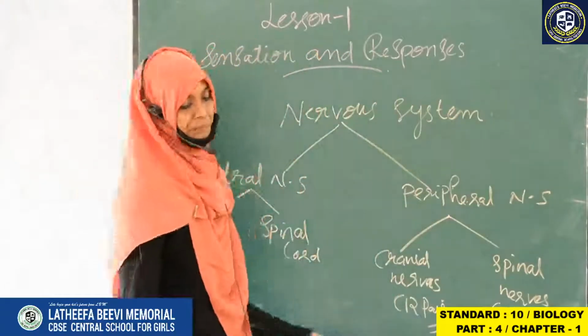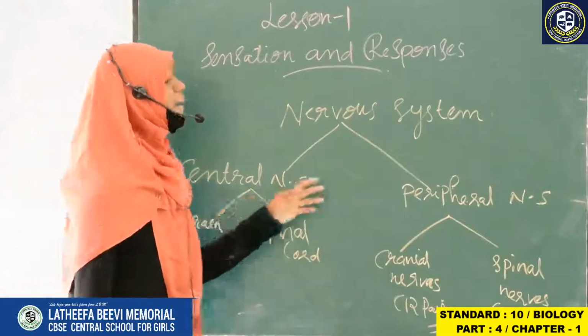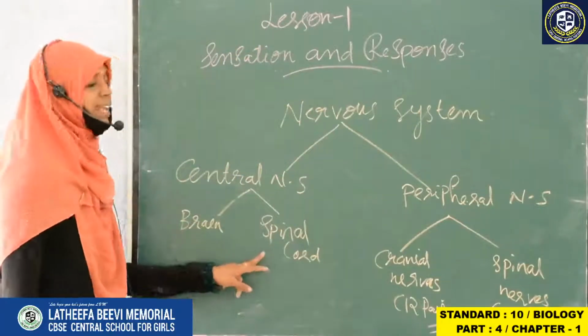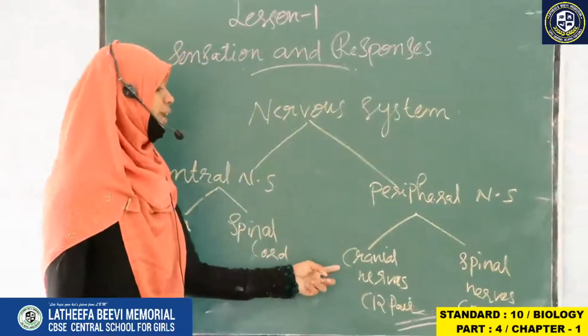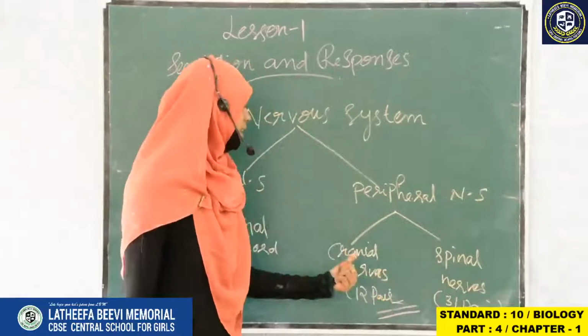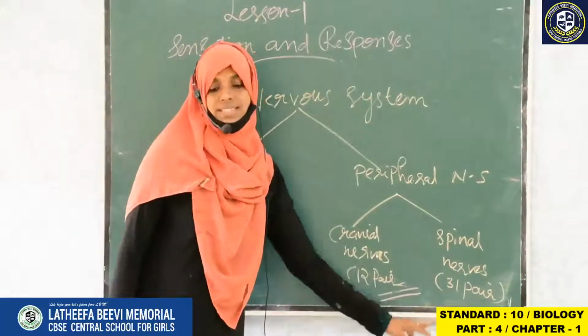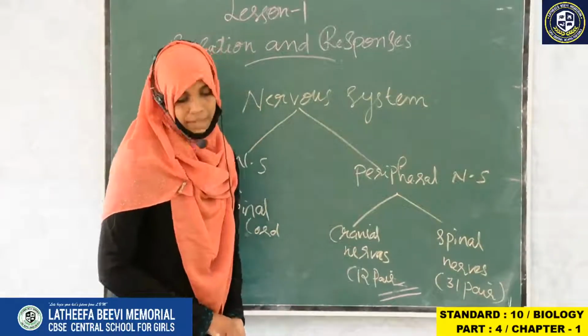So in the nervous system there are the central nervous system and the peripheral nervous system, and the central nervous system consists of brain and spinal cord. The peripheral nervous system consists of cranial nerves and spinal nerves. There are 12 pairs of cranial nerves and 31 pairs of spinal nerves. You can see the diagram on page number 30.